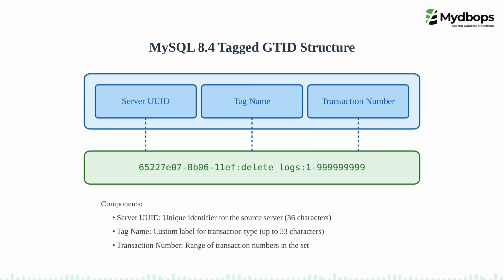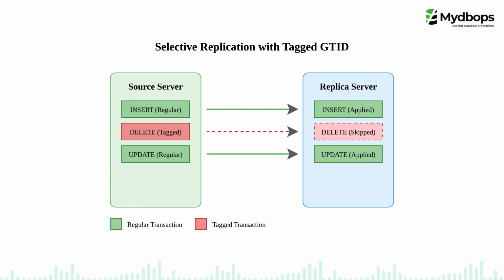Yeah. So you could tag those delete transactions. You could call it something like delete logs or whatever. And then your main database is going to stay completely unaffected. But those deletes never actually make it to your analytics replica. Interesting. That might only need the aggregated data anyway. So every other change would replicate normally, but those tagged deletes would just disappear. Pretty much. I mean, it seems almost too good to be true. Is there a catch? Well, not really a catch.